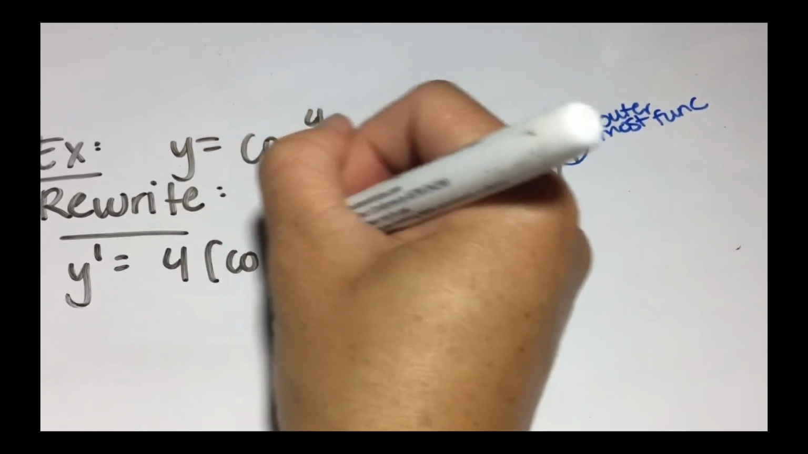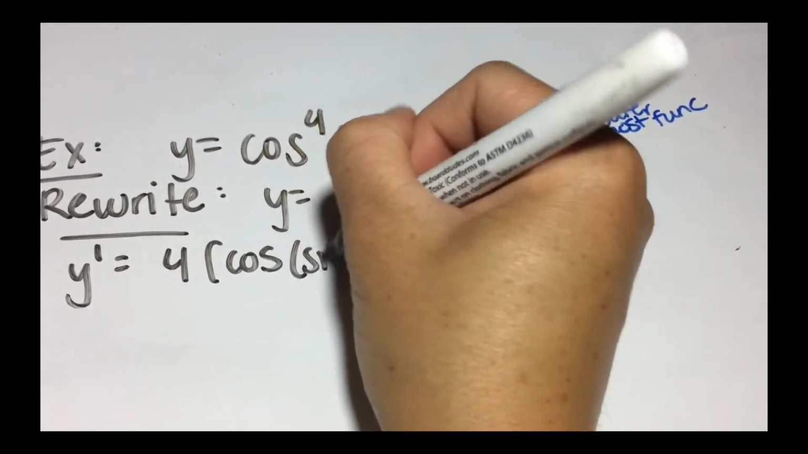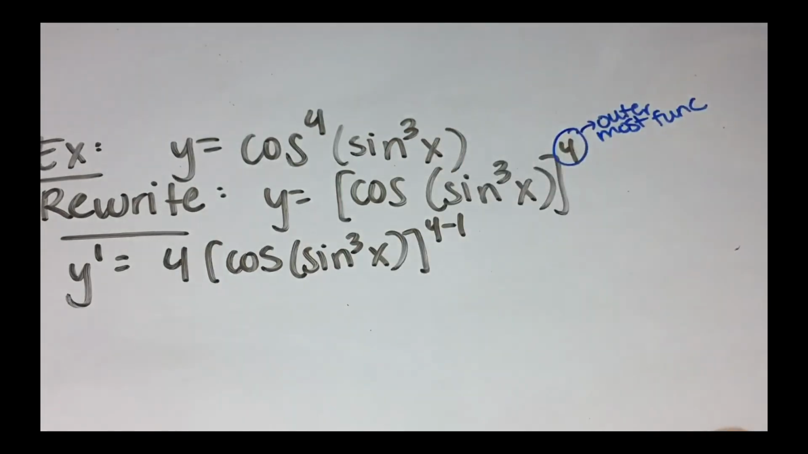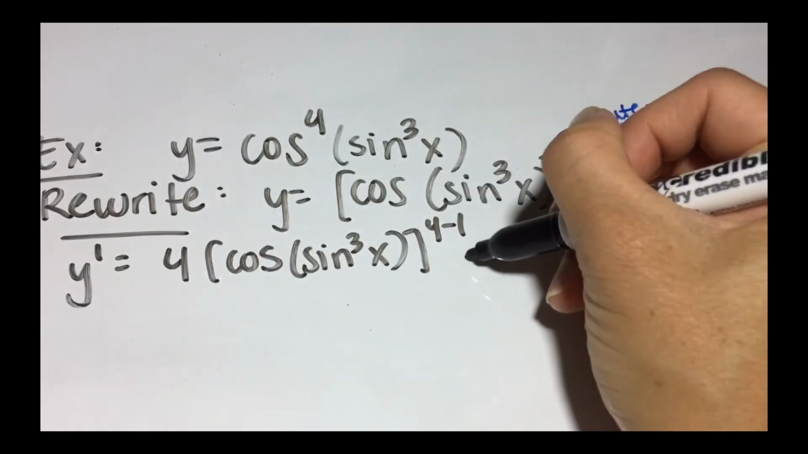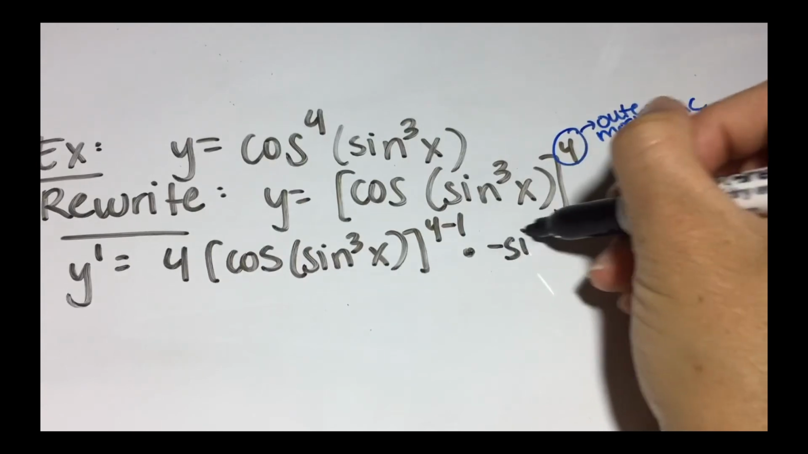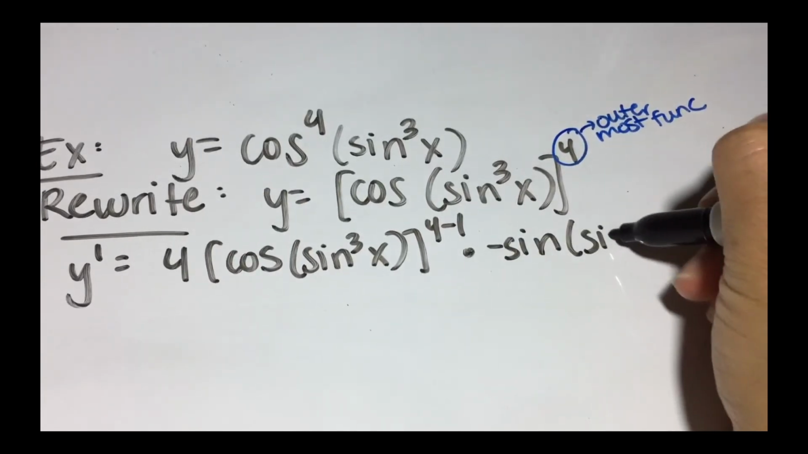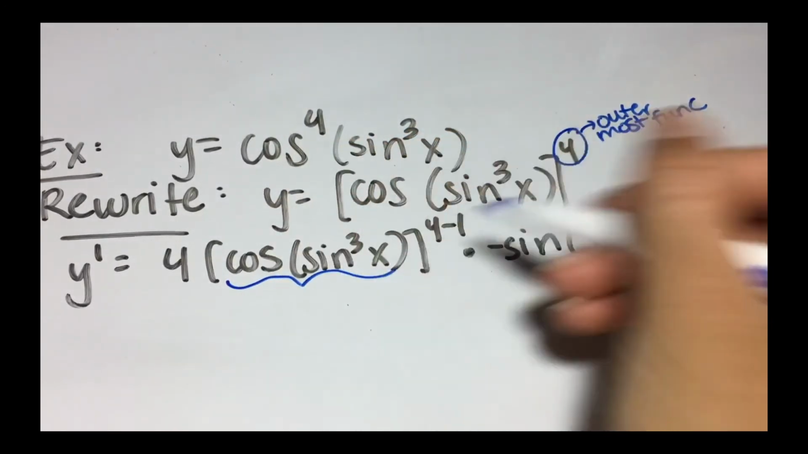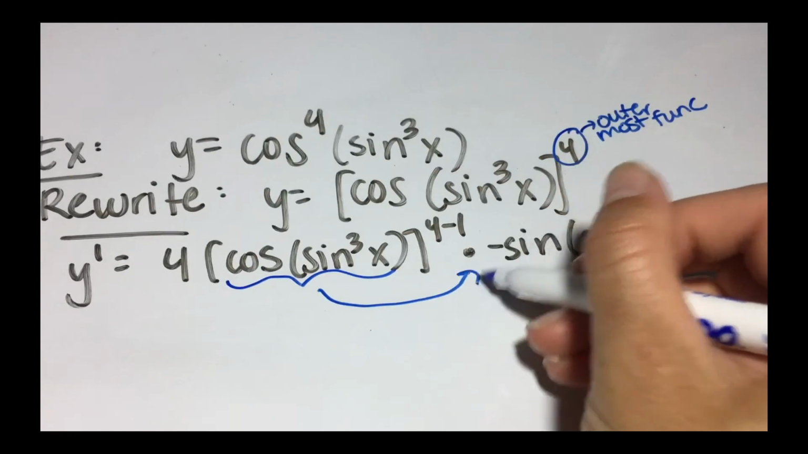So now I get y prime equals 4 times, in parentheses, cosine of sine cubed x to the 4 minus 1. And now I'm going to multiply by the derivative of the inner function, which is going to be negative sine of sine cubed x. So we start from the very outside and move our way in.